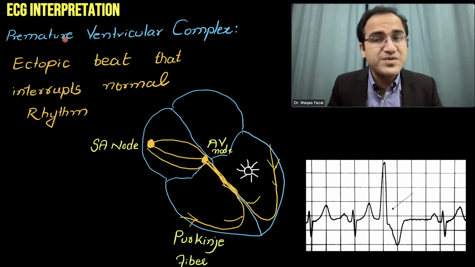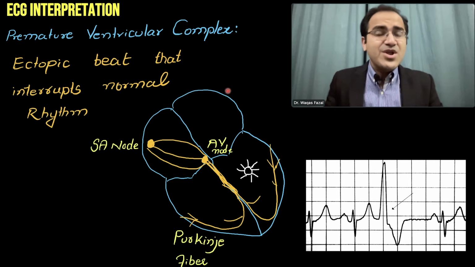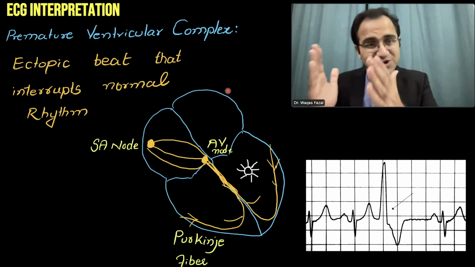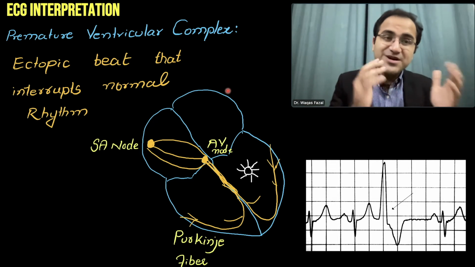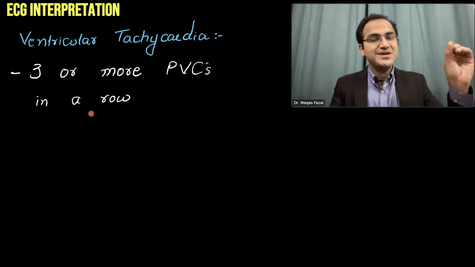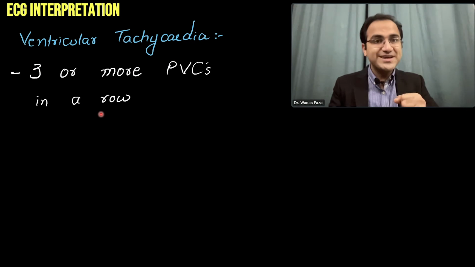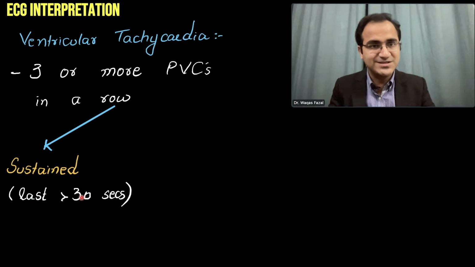That is called a premature ventricular complex, also called PVC. Now, when you understand premature ventricular complex, it's very easy for you to understand ventricular tachycardia. What happens in ventricular tachycardia is that 3 or more premature ventricular contractions occur in a row. That is called a ventricular tachycardia. Now, ventricular tachycardia can be sustained, where these premature ventricular contractions last for greater than 30 seconds.